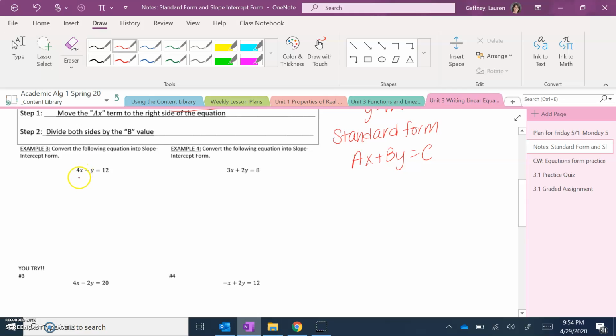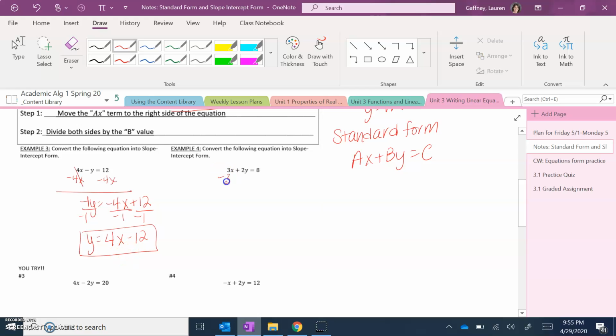To solve this for y, first I would subtract 4x. Don't lose the negative that's with that y. These don't combine because this has an x and this does not. So -4x plus 12. Now, y is still not by itself. Technically, there's a -1 here, so let's divide everything by -1. So y equals 4x minus 12. We just took this from standard form and put it into slope-intercept form.